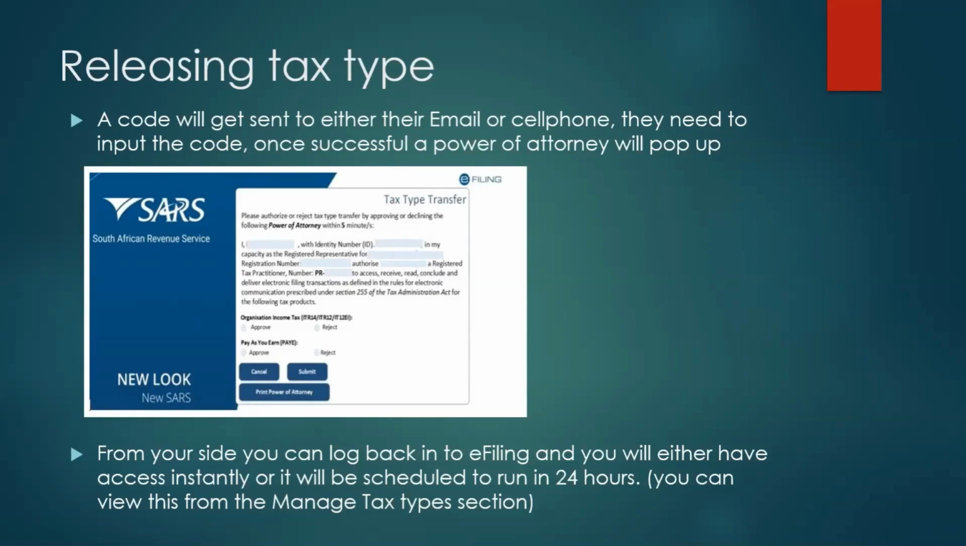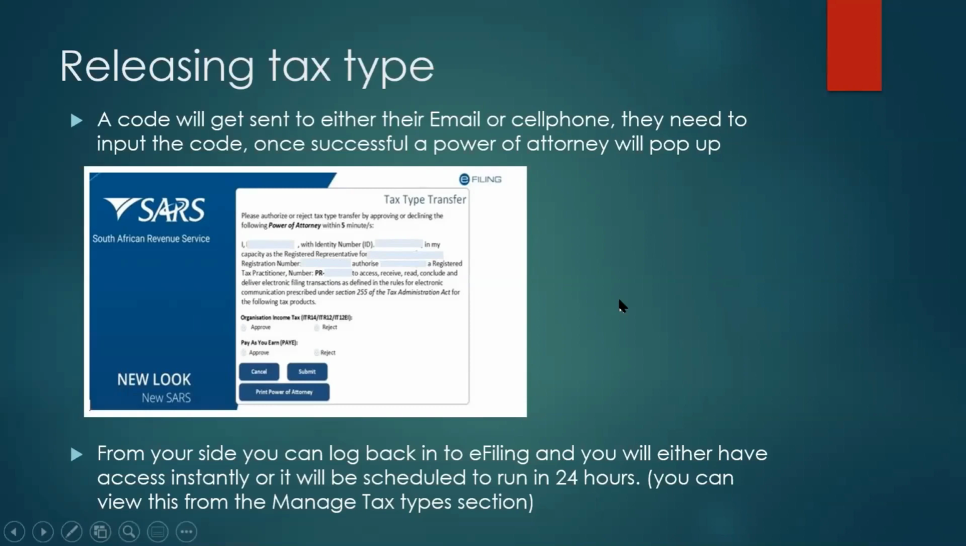Now you can see here on this power of attorney that there's been a request for an organization income tax as well as a pay-as-you-earn income tax request. So this person, the registered representative, has the ability to approve or reject. They don't have to approve all, they can reject all. For each tax type, there's going to be a tick box. They also have the ability to print the power of attorney if they want to keep it on their records, and they then press submit.